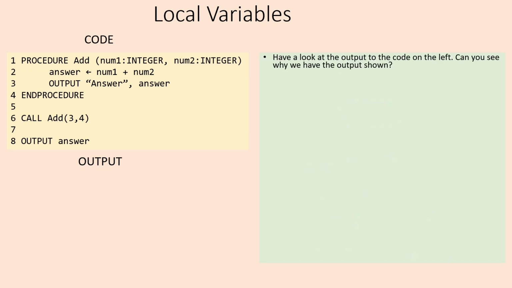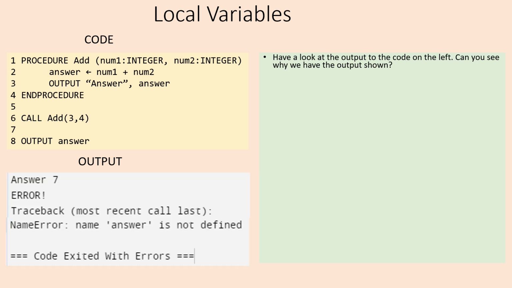So have a look at the code here. If you want to pause the video and see if you can, before I put the output on the screen, see if you can figure out what it will output, and then we'll talk about what it does. Okay, so I'll put the output on the screen here. So we've got answer 7 and then we've got an error. So it's important to remember the local variables are declared and created inside the subprogram, and they only exist whilst the subprogram is running.